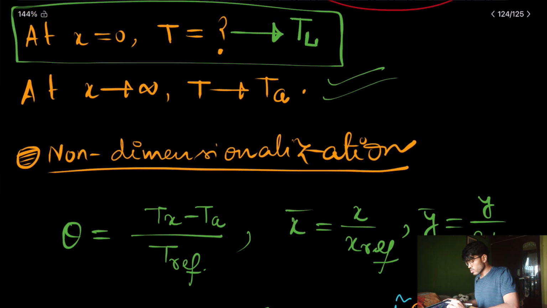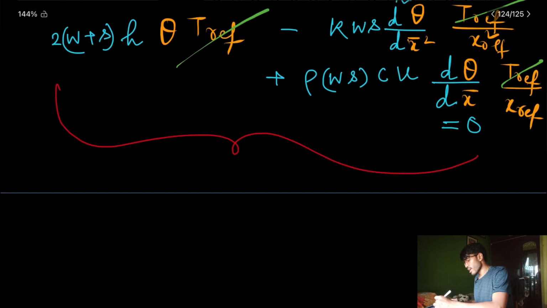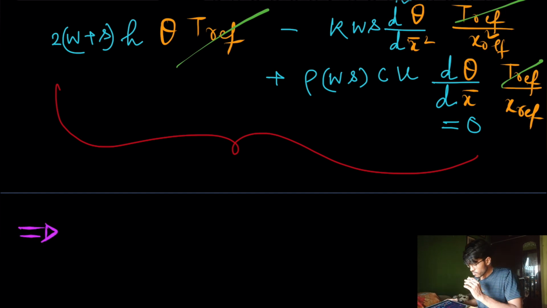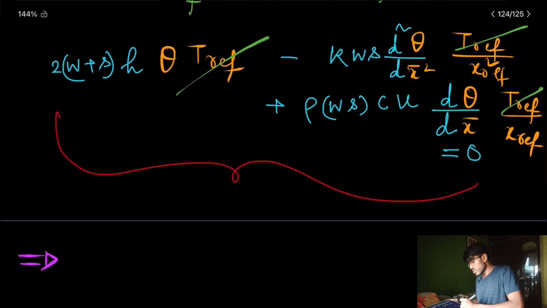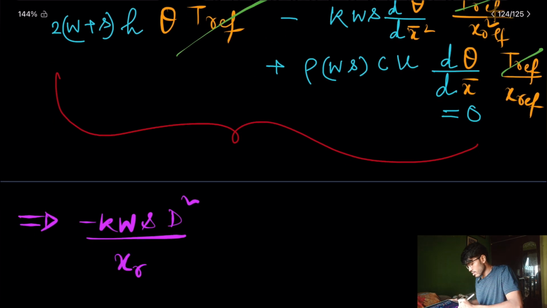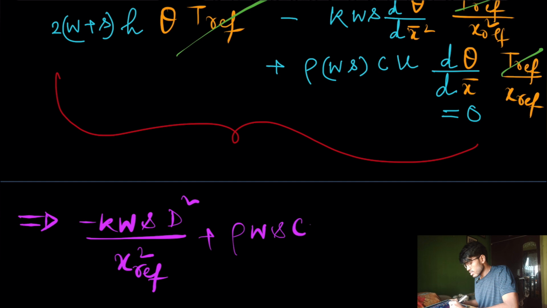Now in this equation you can actually solve this very easily if you are remembering your differential equation knowledge. So here the auxiliary equation will be minus k w s into D squared by x ref squared plus rho w s c u into D by x ref.